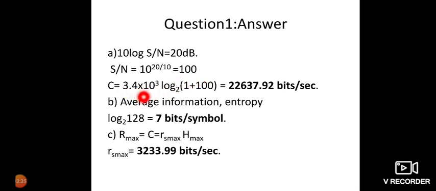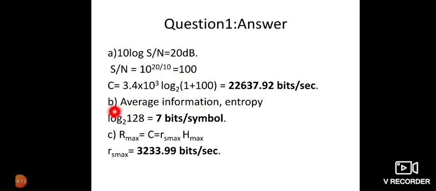Then you can apply in this: 3.4 into 10 raised to 3 times log base 2 (1 plus 100). Remember here log base 2 is there, but in the earlier logarithm, log base 2 is not there. Don't be confused. Then you will get this answer; you can just try. The only thing is that you want to find S by N in watts. If it is given in dB, you do the reverse operation: 10 log S by N equal to a value in dB, so S by N equal to 10 to the power 20 by 10, the anti-logarithm.